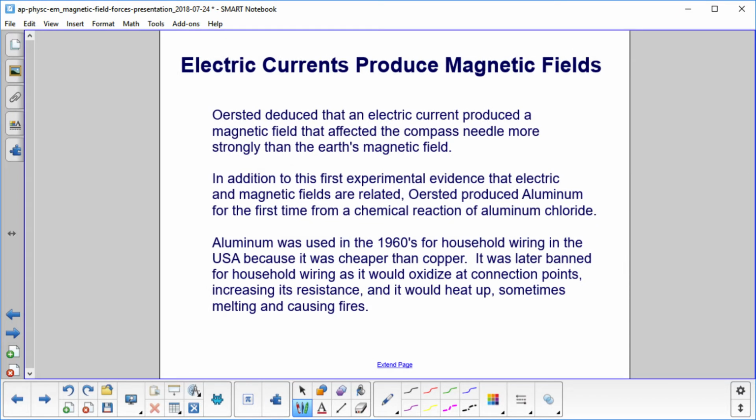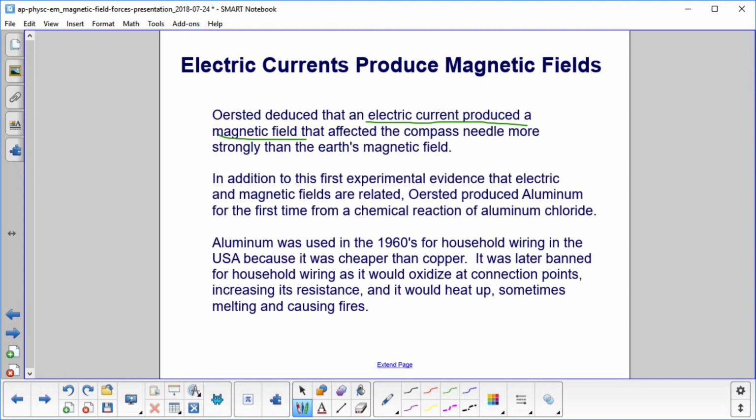Ørsted deduced that an electric current produced a magnetic field, and that affected the compass needle more strongly than the Earth's magnetic field, which is pretty amazing, right? This little current-carrying wire creates a greater magnetic field than the entire Earth.